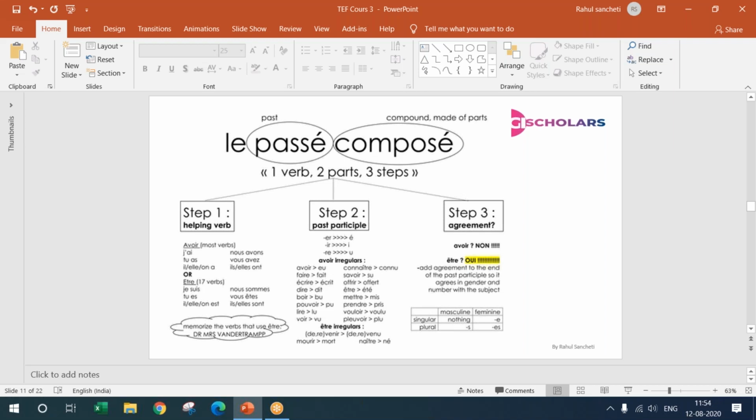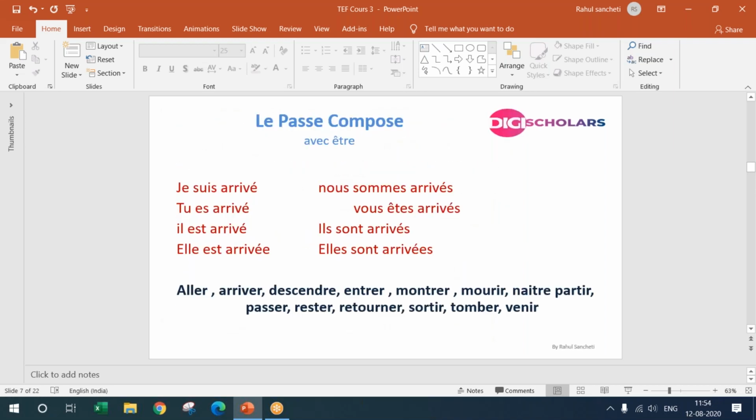Let's go back to another slide that we missed, this one. So one portion of the Passé Composé is done. Now we are coming on to the second one.